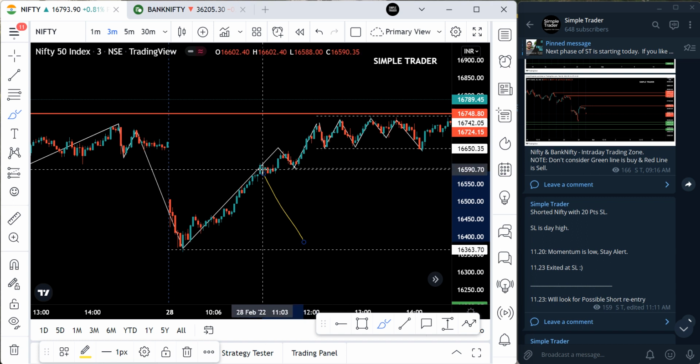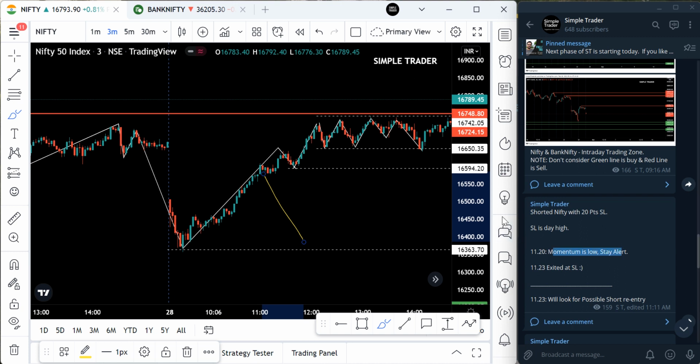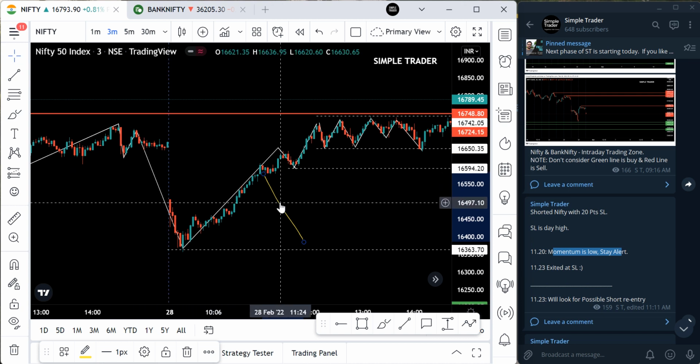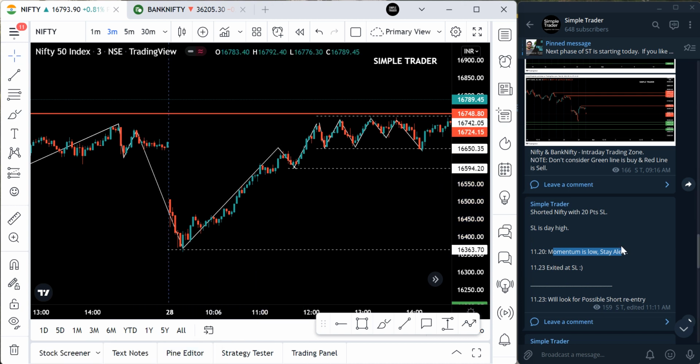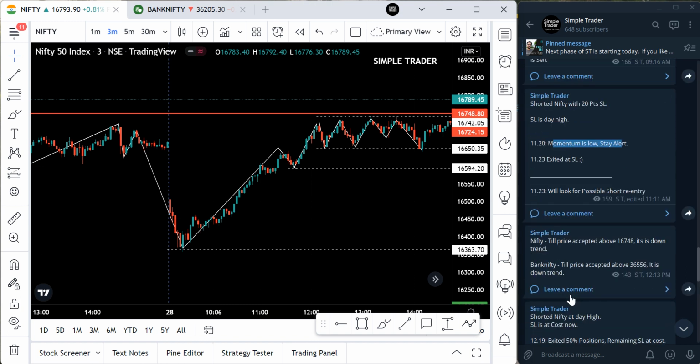So I entered somewhere at this place, but there was a momentum failure, momentum low, and my SL was at this high. I entered here, the SL was here, so it's around 20 points. It actually took my SL in the first go itself. So I exited with a small SL, and I was looking for a possible re-entry, but no re-entry happened over here, so I skipped this next trade.